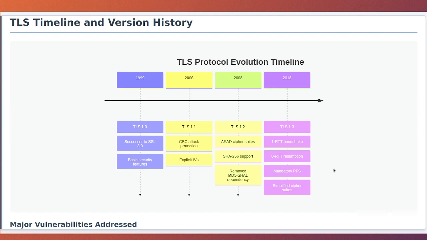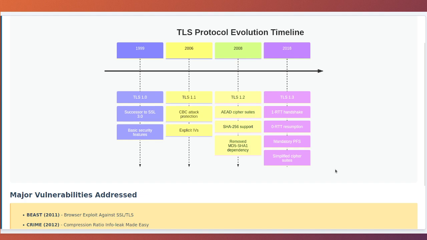TLS 1.1 came along in 2006, addressing several vulnerabilities found in TLS 1.0. The most significant improvement was protection against CBC attacks, which had become a serious concern. However, TLS 1.1 still retained many of the older cryptographic primitives that would later prove problematic. It added explicit IVs for CBC mode ciphers, which was a crucial security improvement at the time.